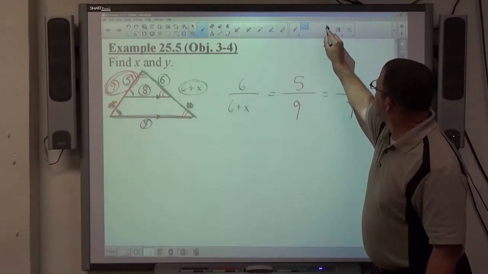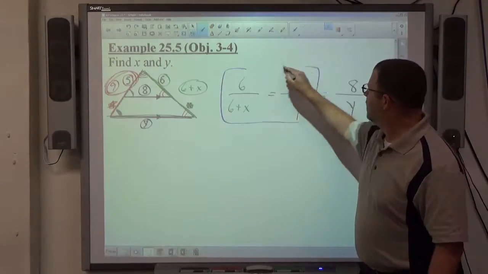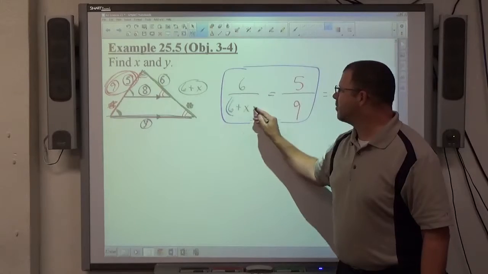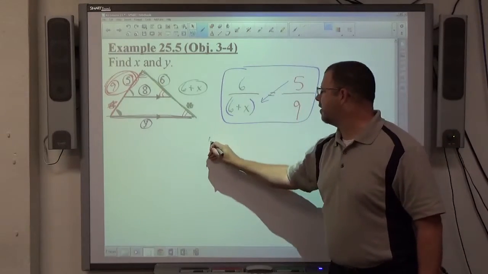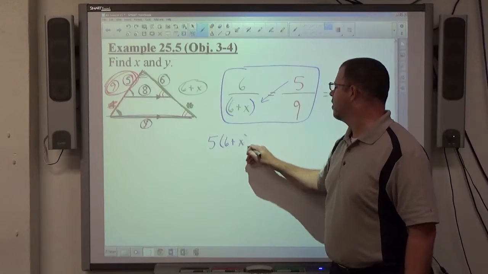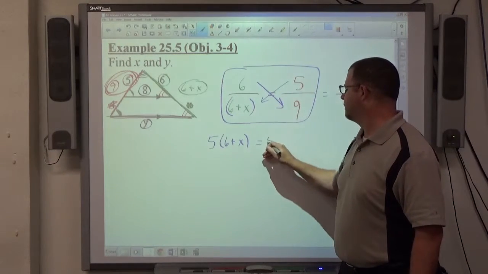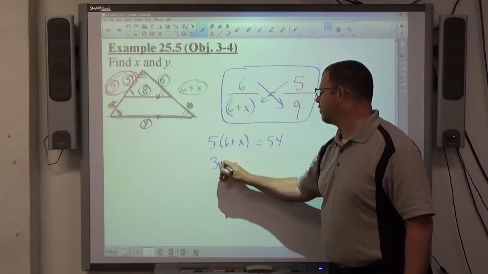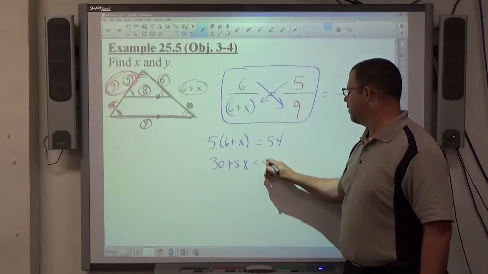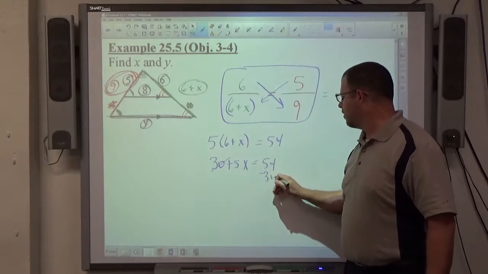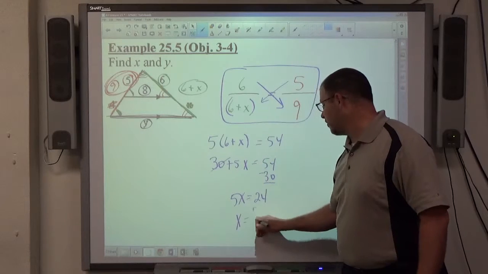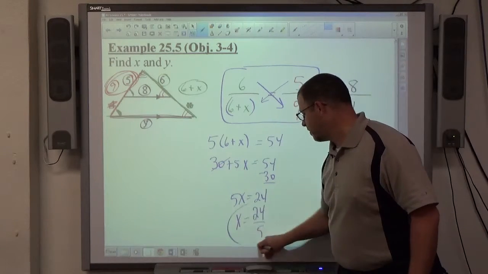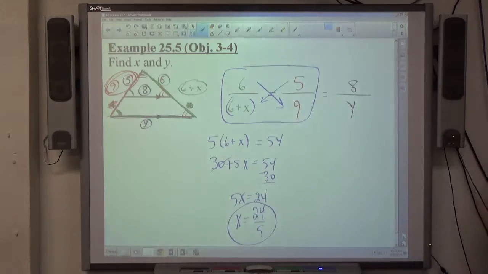If I first want to establish the value of x, that proportion is going to help me find x. 6 plus x is a binomial. Be careful that it's treated as such. So when I do this product, I get 5 times the quantity 6 plus x. When I do that product, I get 54. That gets me 30 plus 5x equals 54, which gives me 5x equals 24. Divide by 5, I get x equals 24/5. Also known as 4.8, 4 and 4/5. 24/5 is easier. It's the first place you get to.